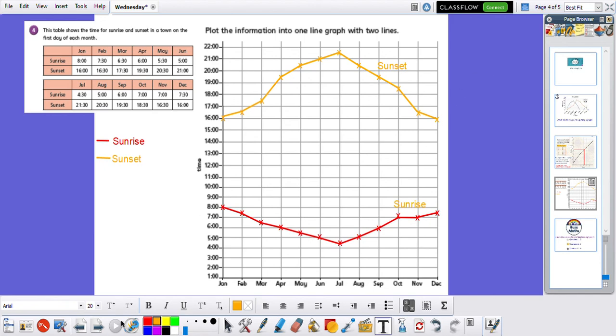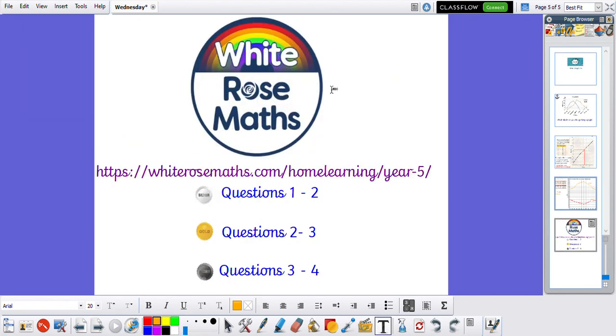Okay, so White Rose today, silver is questions 1 and 2, gold is 2 and 3, and platinum is 3 and 4. If you need any help, please contact Mrs. Willis and I, but remember, along the x-axis, up the y-axis, and you will be fine.